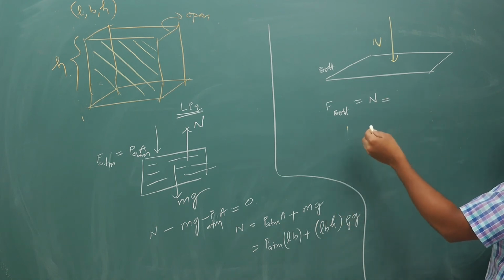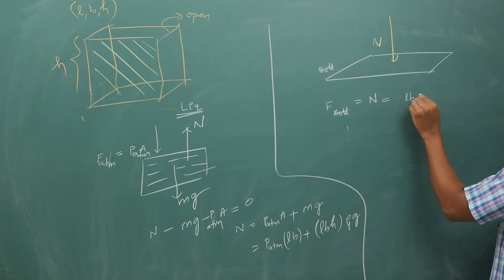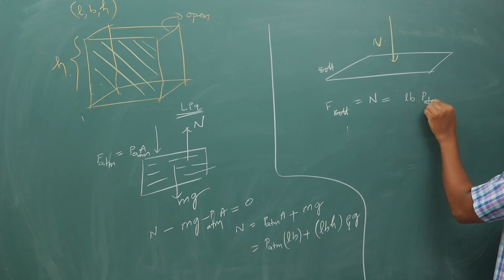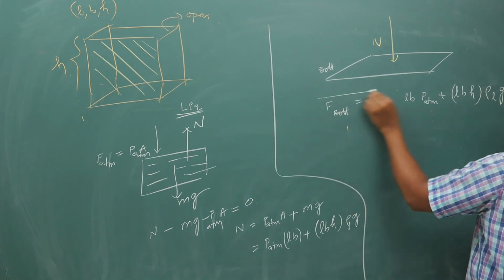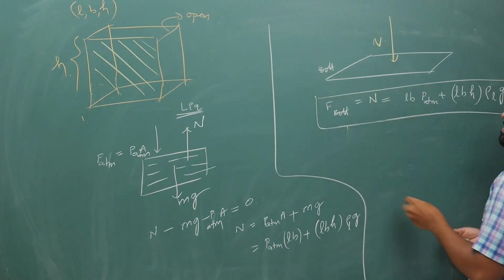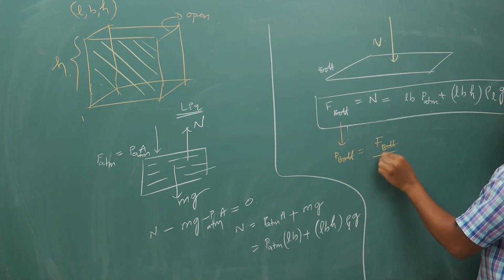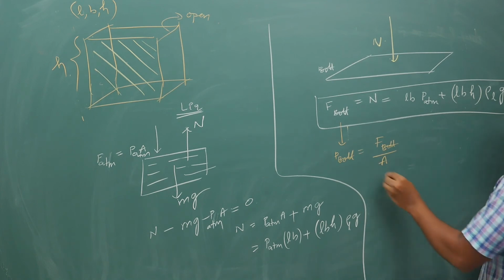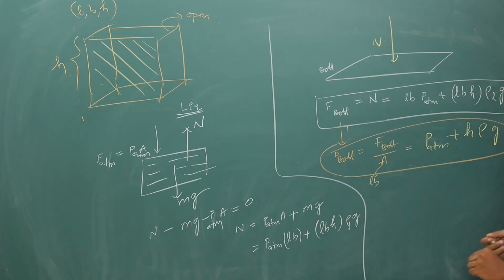It is this value of N. So how much is it? LB into P atmosphere plus LBH into rho of liquid into g. This is your force on bottom, and your pressure on bottom is force on bottom by area. Area is nothing but L into B. For this part your area value is L into B. So that will give you P atmosphere plus H rho g. So if atmosphere is considered, you have to write P atmosphere plus H rho g.